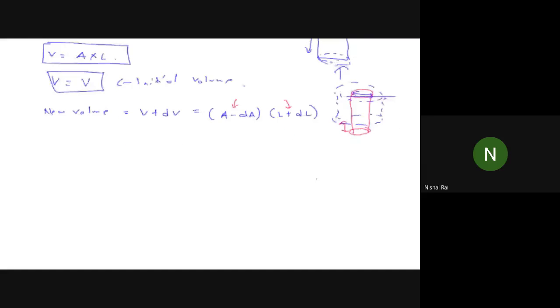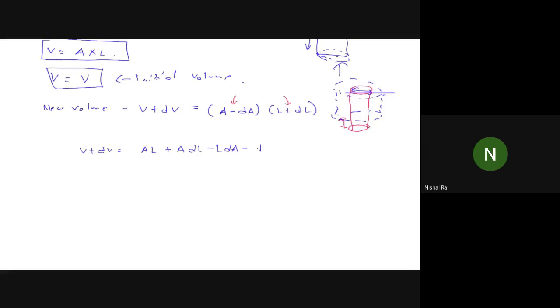Now, if you take the change, L dA and minus dA dL. Now, what we can do is we will neglect this term. Why? Because this is in second order, which means that even the change is extremely small.